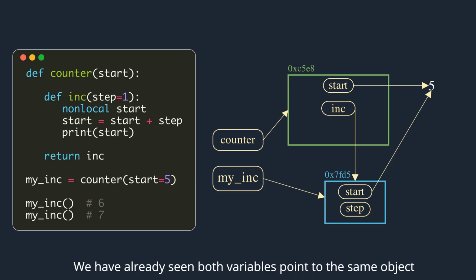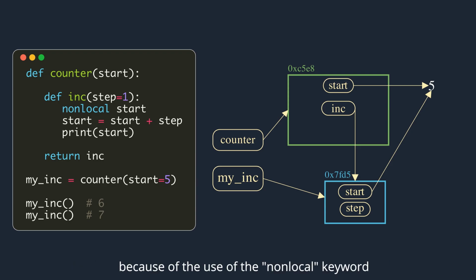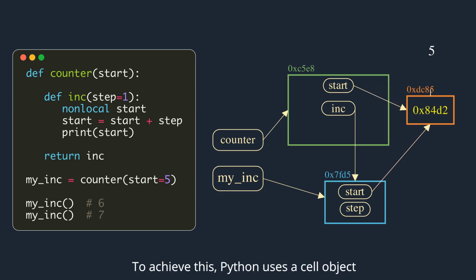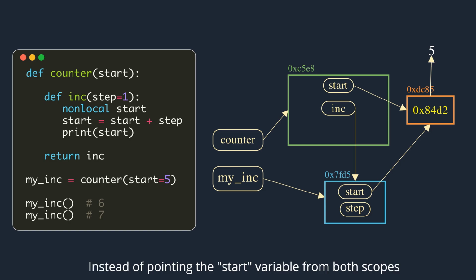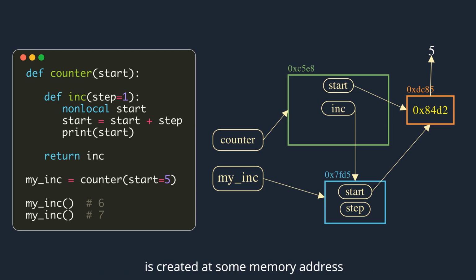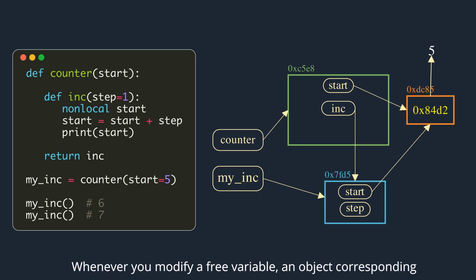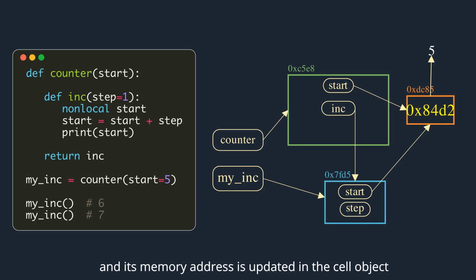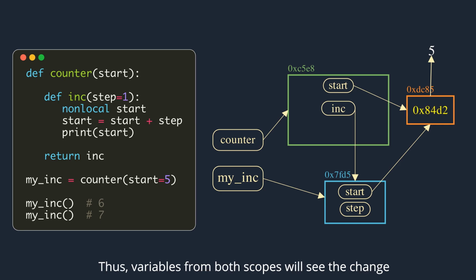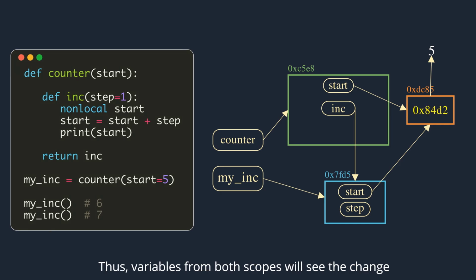We have already seen both variables point to the same object because of the use of the non-local keyword. To achieve this, Python uses a cell object. Instead of pointing the start variable from both scopes to the free variable directly, an intermediary cell object is created at some memory address. This cell object stores the memory address of the actual free variable object. Whenever you modify a free variable, an object corresponding to the new value is created somewhere else in the memory, and its memory address is updated in the cell object. Thus, variables from both scopes will see the change.